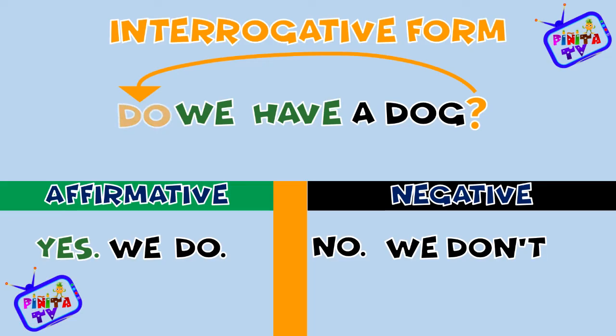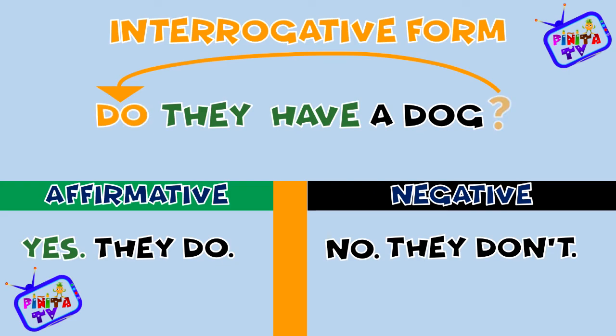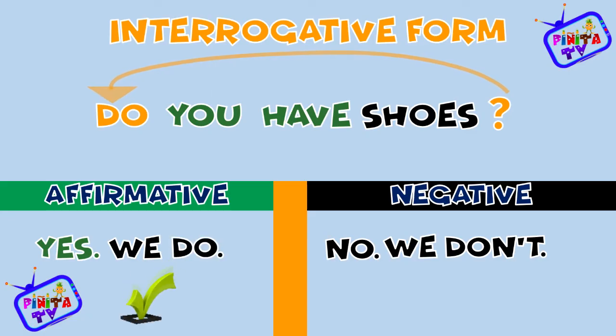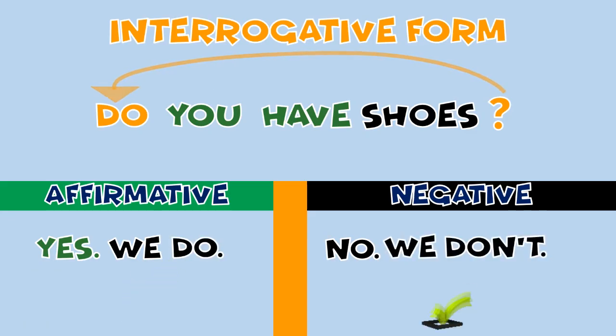Do we have a dog? Yes, we do. No, we don't. Do they have a dog? Yes, they do. No, they don't. Do you have shoes? Yes, we do. No, we don't.